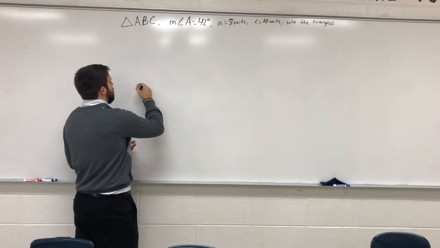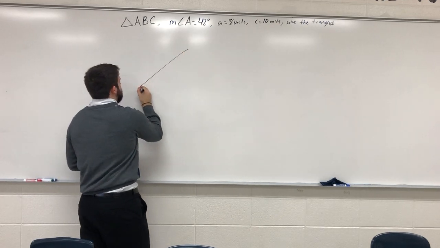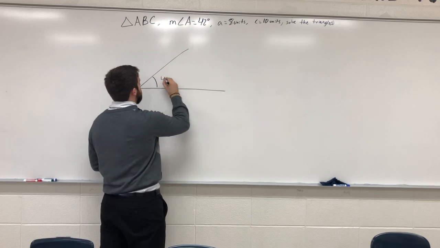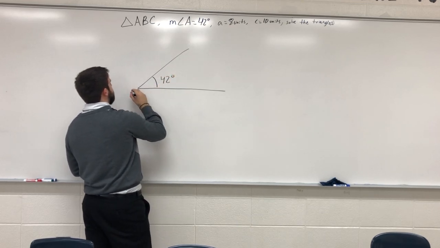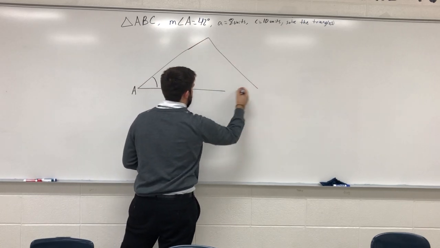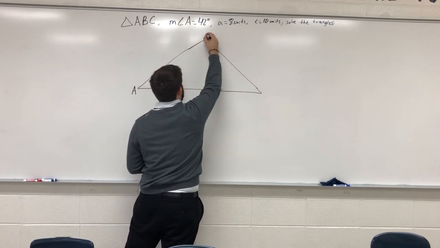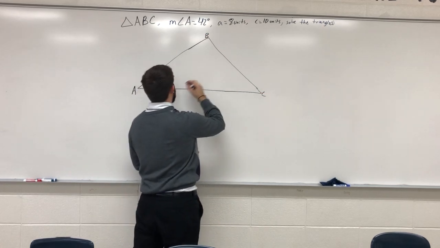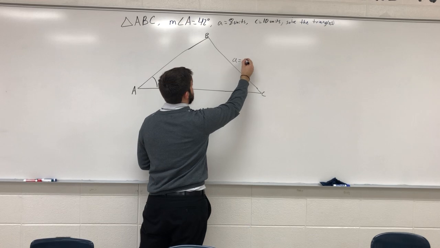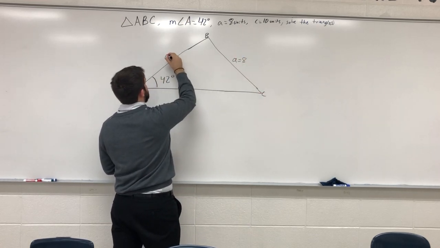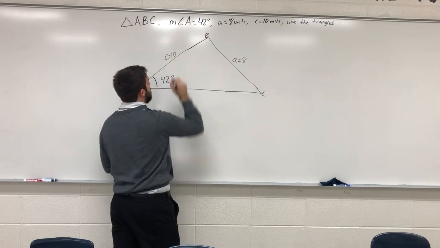So we're going to start by drawing our triangle. I always draw it so that my angle is in the bottom left corner. This is 42 degrees. Now the side opposite of our angle A is going to be side a, and that's 8 units. The side opposite of our angle C is side c, and that is 10 units.